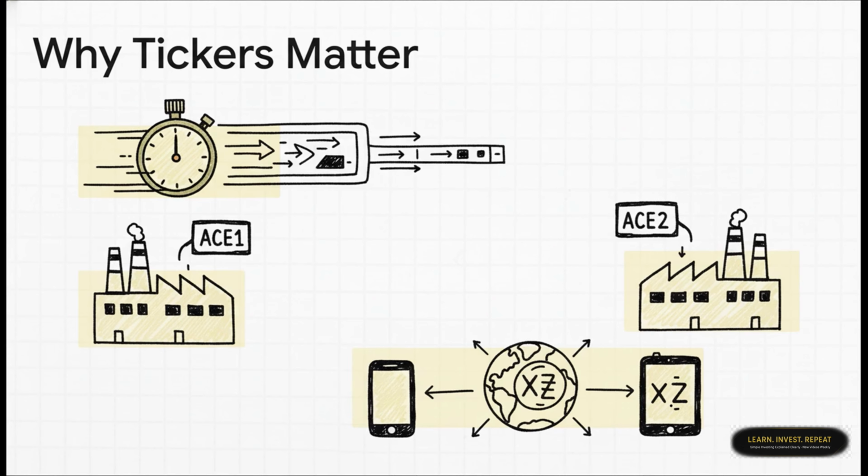First off, speed. In a market where prices are changing every millisecond, you need to identify a company instantly. Second, clarity. Just imagine there are 2 companies out there called Ace Manufacturing. Without a unique ticker, how would you know which one you're actually investing in? Tickers eliminate that confusion entirely. And finally, there's consistency. AAPL means Apple on every single stock exchange, on every financial website, all around the globe.